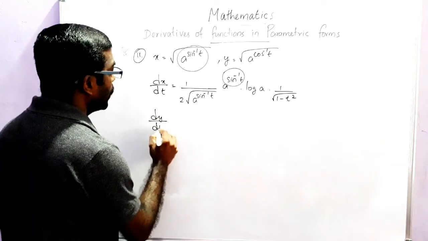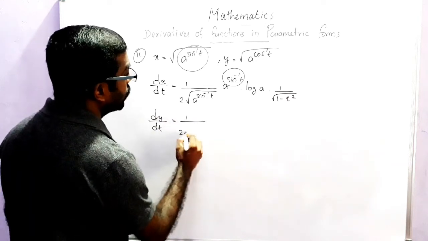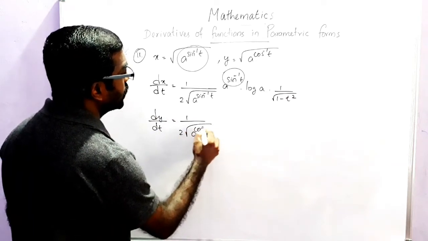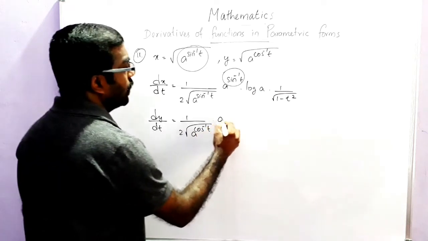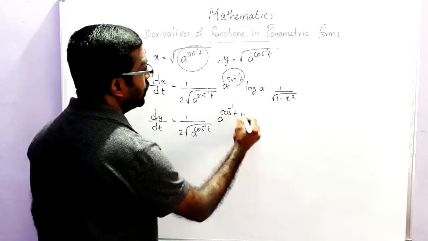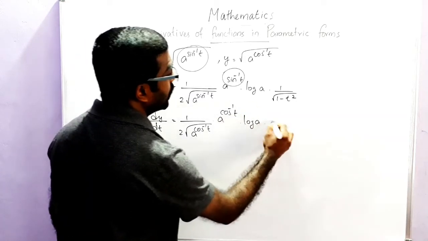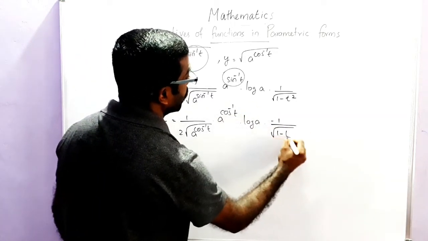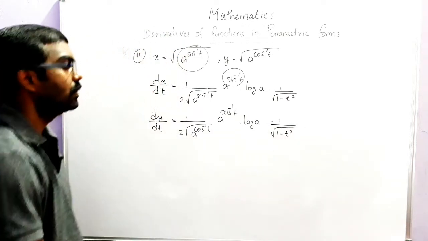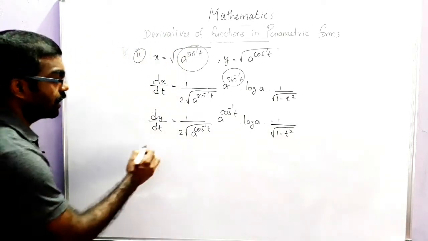Here also we can follow the same method. 1 by 2 root of a raised to cos inverse t into a raised to cos inverse t log a into the derivative of cos inverse t. It is minus 1 by root of 1 minus t square. Clear? Now we can replace the values.